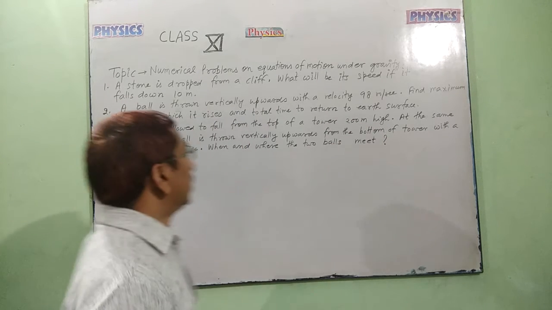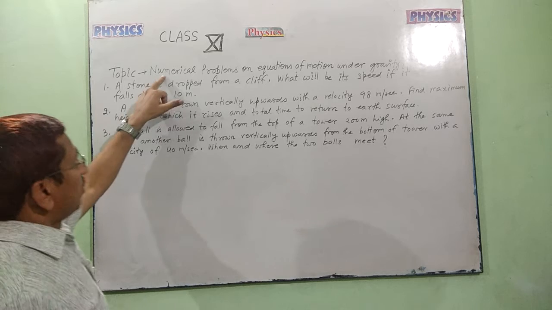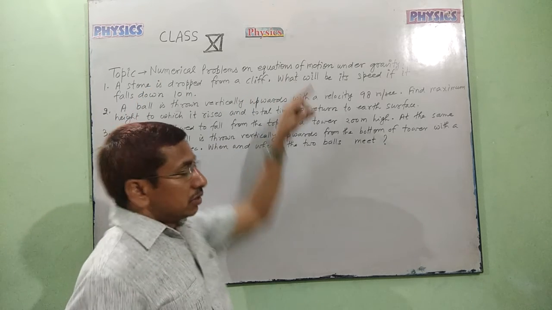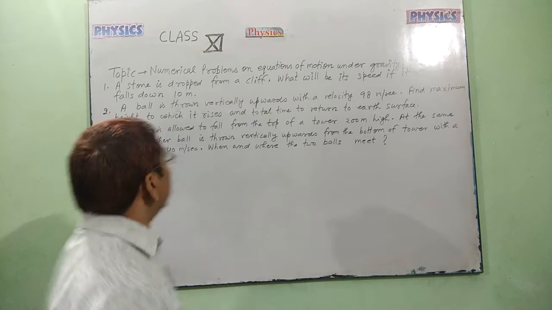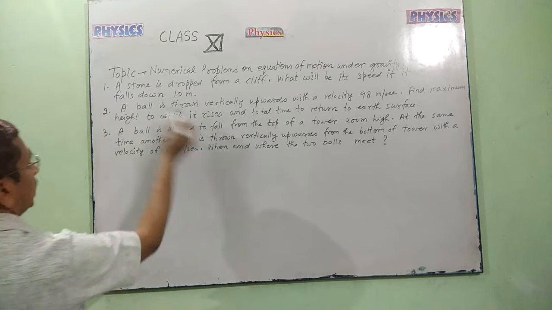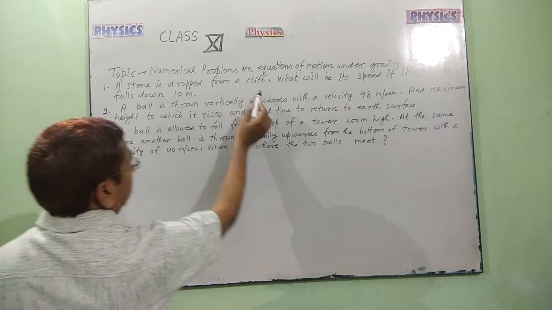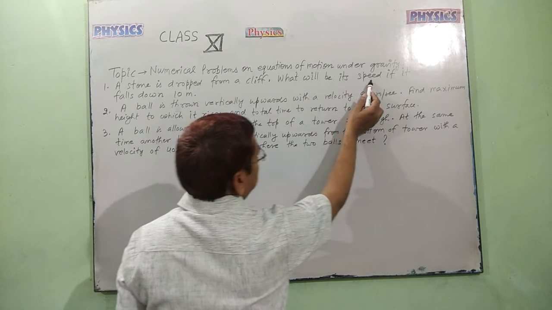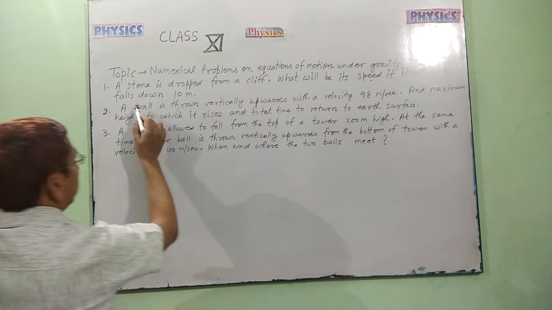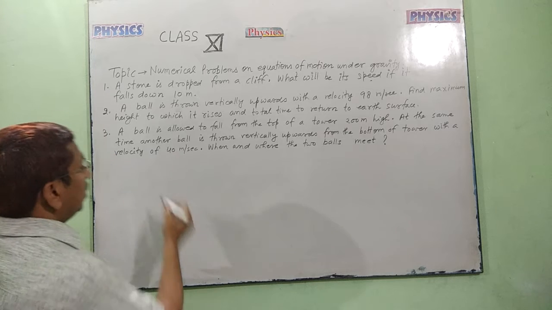How are you? Today we discuss some numerical problems based on equations of motion and gravity. The first question is, a stone is dropped from a cliff. What will be its speed if it falls down 10 meter?